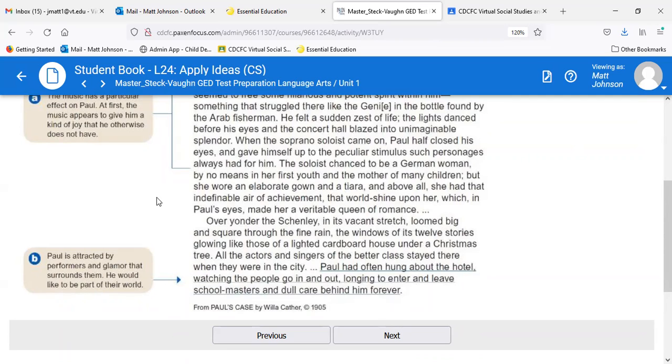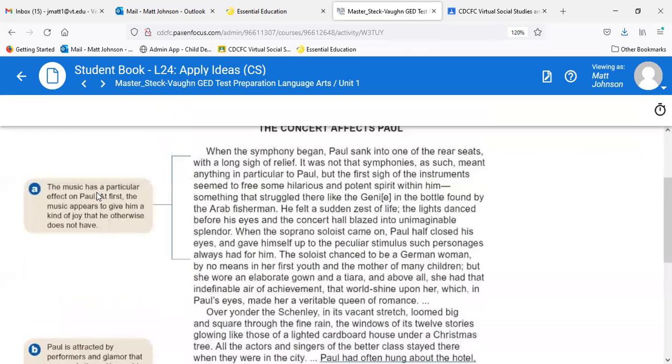That's from Paul's Case by Willa Cather, 1905.